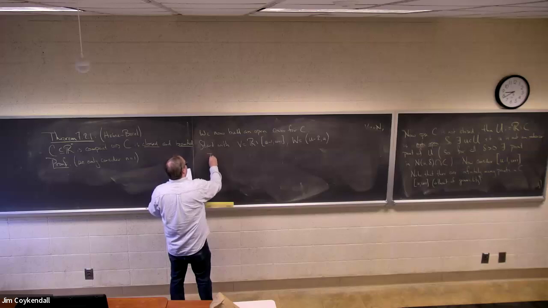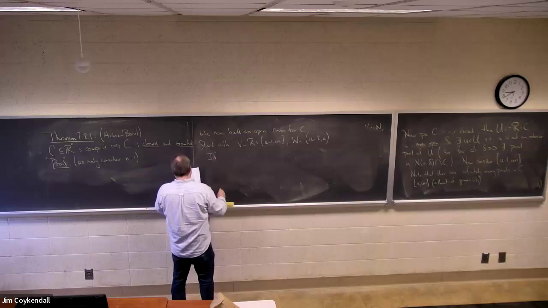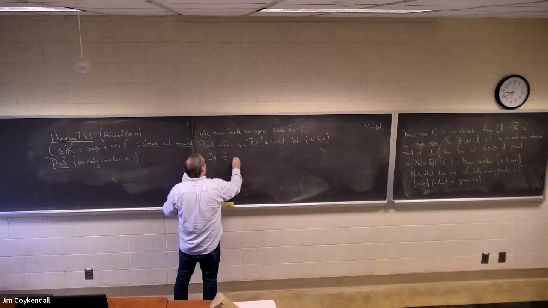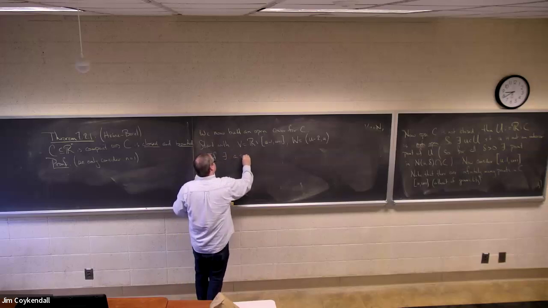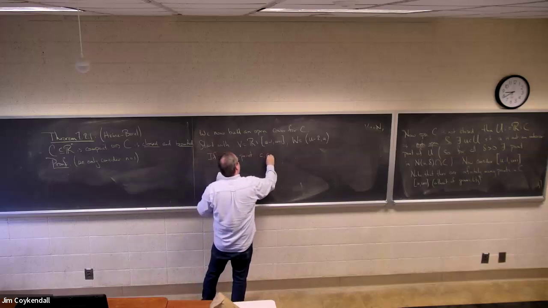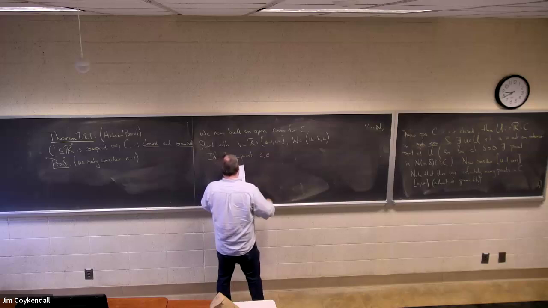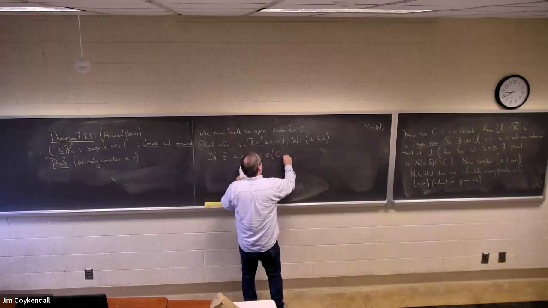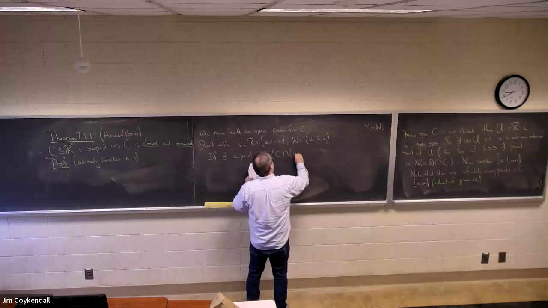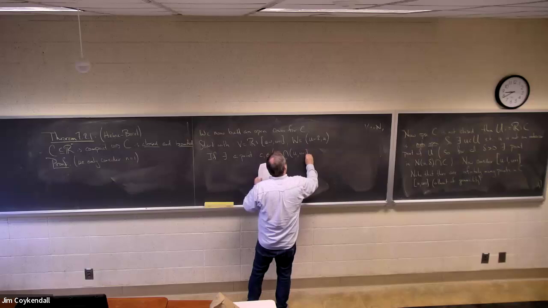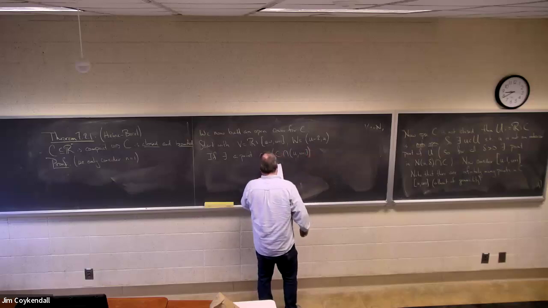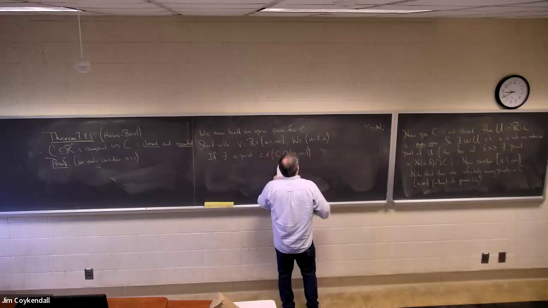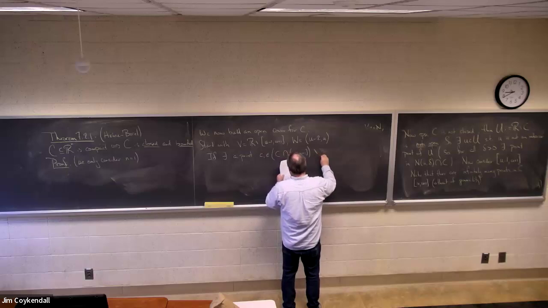Now, here's where it gets kind of funny. If there exists a point C1 that lives in C intersect u plus one, but not in u plus one half.